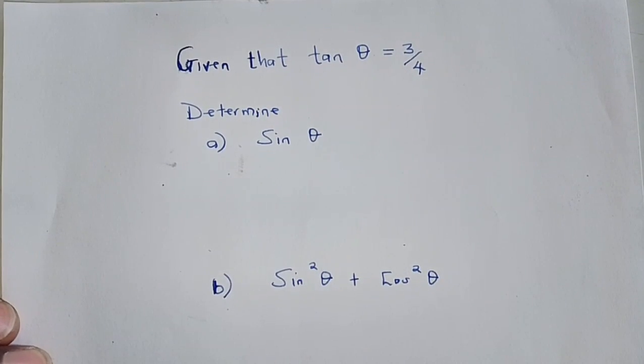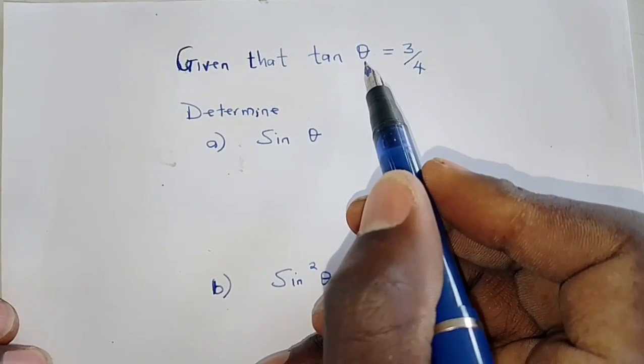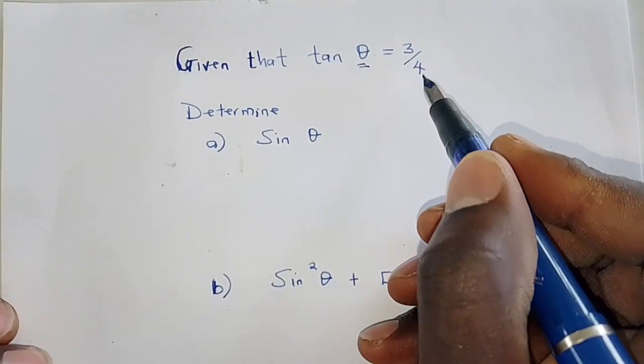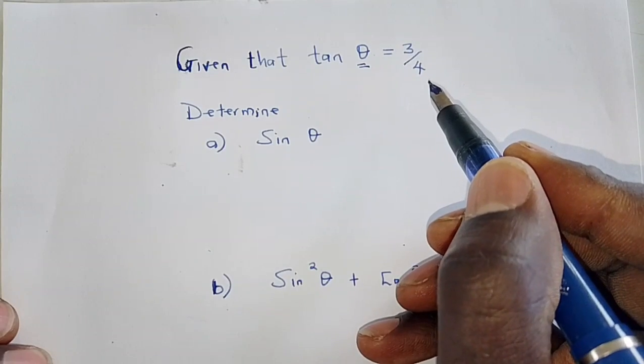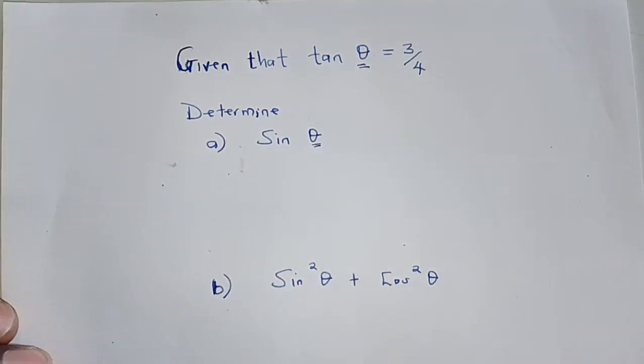Hello. Now we are presented with a question here that says, given that the tangent of a certain angle theta is equal to 3/4, they want us to determine the sine of the same angle, which they have given the symbol theta.